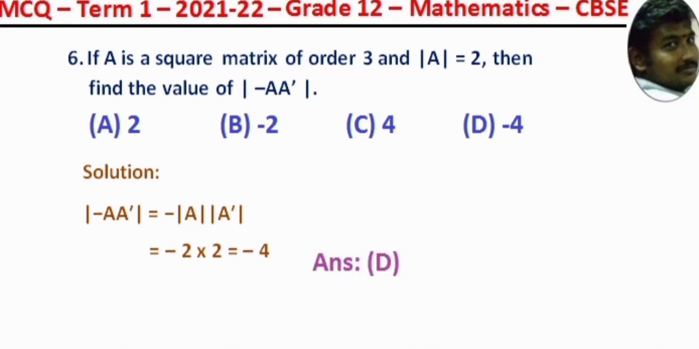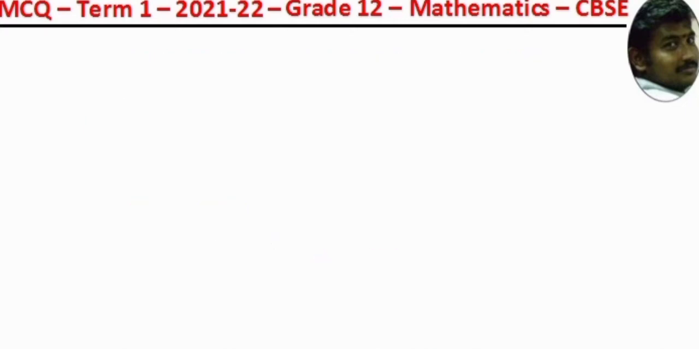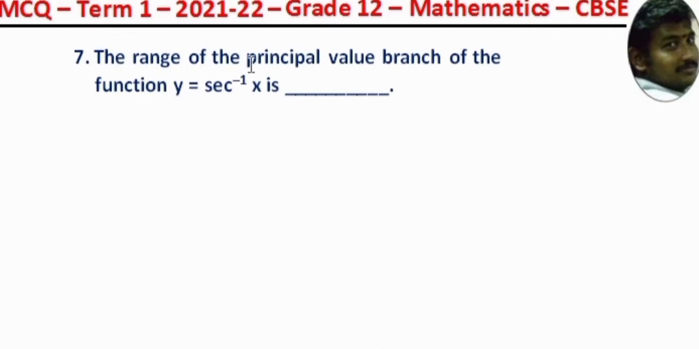Then the correct option is D. Okay, come on, let's see the next question. Question number 7. The range of the principal value branch of the function y equal to secant inverse x is dash. Already found there is an interval, isn't it?